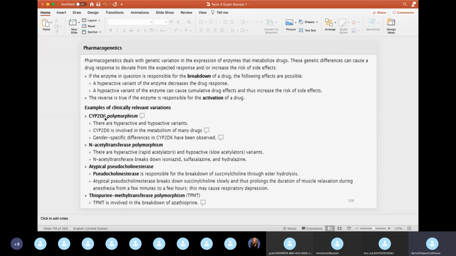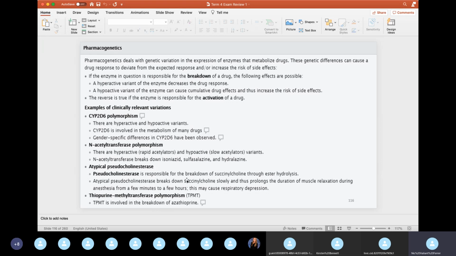Pharmacogenetics, do I need to know the different polymorphisms? Yes. N-acetyltransferase: isoniazid, that's high yield, sulfasalazine, and hydralazine. Okay, isoniazid for TB, hydralazine for hypertension. It can also give you lupus for your hydralazine.